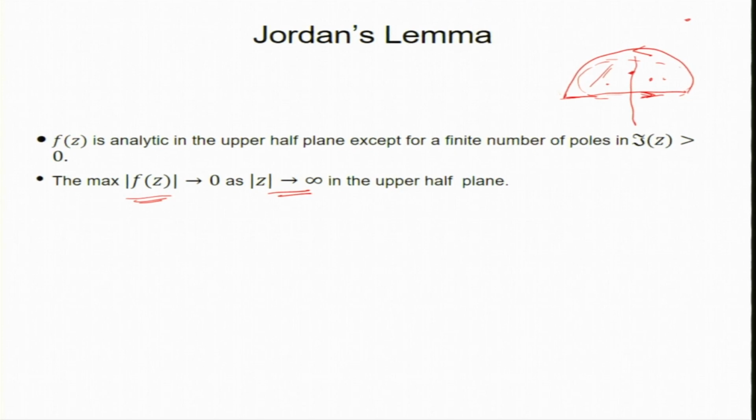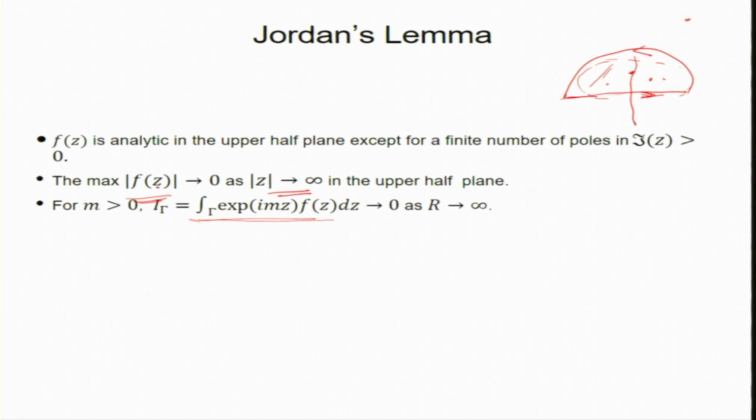Okay. So, these are the two conditions. For m greater than 0, these are the results. If these two conditions are true for m greater than 0, then this integral... You remember I said my condition is f(z) goes to 0, mod f(z), but then we find, well, I say max f(z). So, for large |z| I can make a curve, and the maximum of f(z) on that curve goes to 0, but then we can get this: exponential i m z f(z) goes to 0 as r goes to infinity. So, this is the result for m positive.